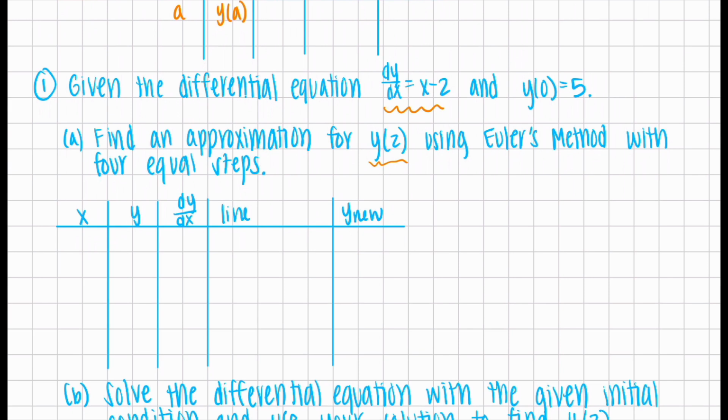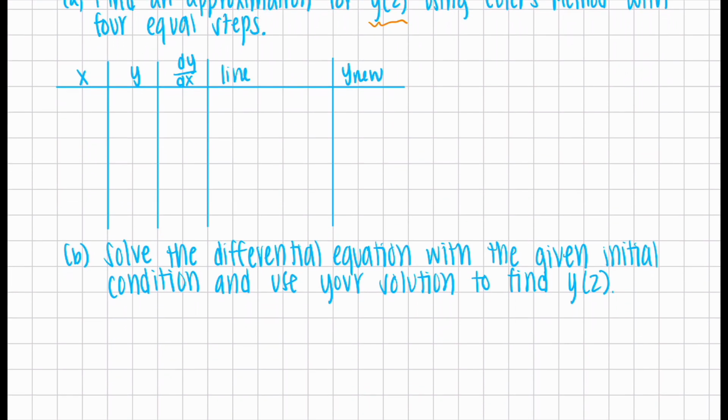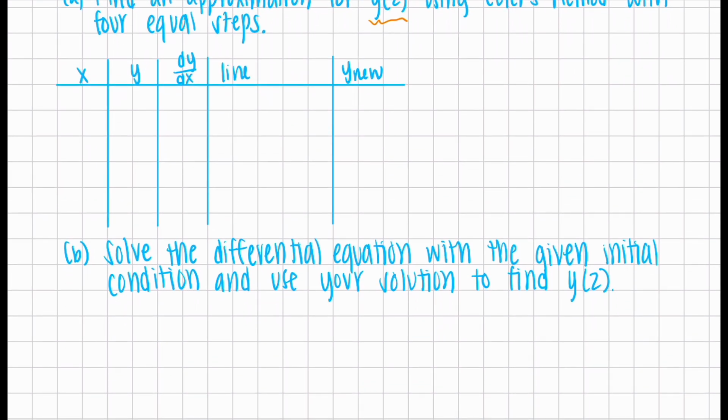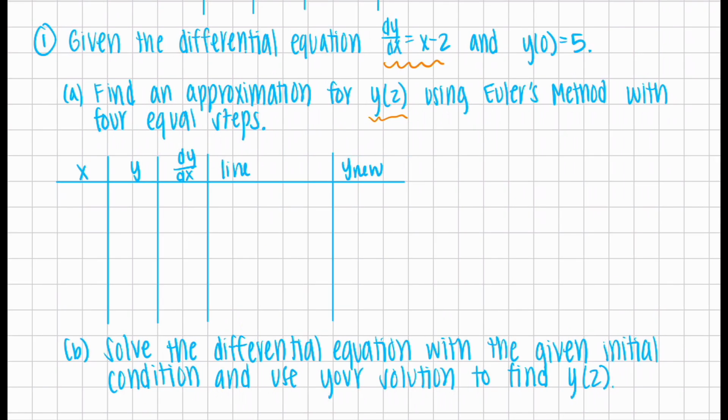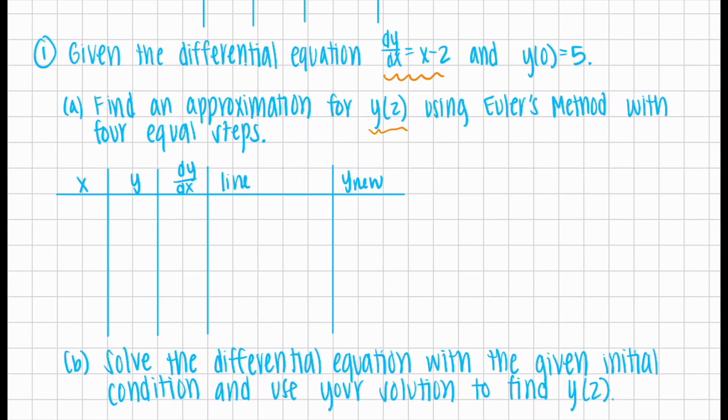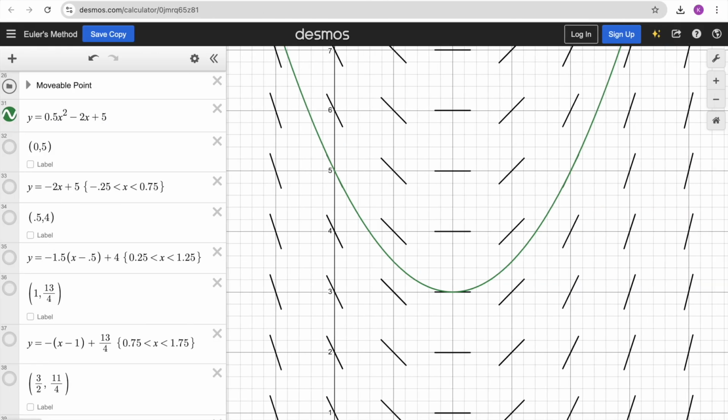And I also think it'll be interesting to find our approximation in part A. And then in part B, we're actually going to solve the differential equation, and we'll see how close to the actual answer we got in part A. But before we do the example, let's show you what we are actually doing. So I have a visual for us. This is on Desmos.